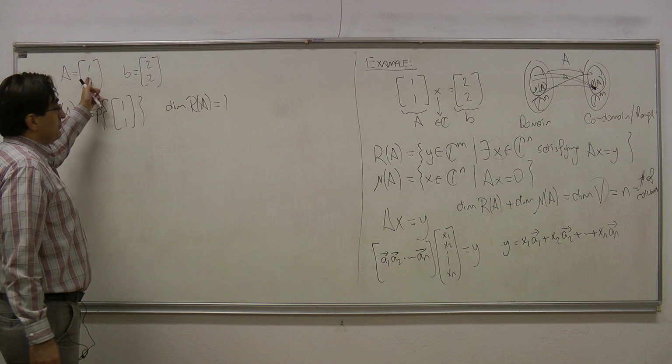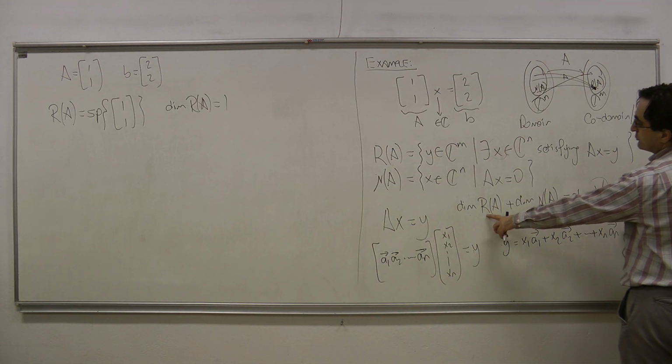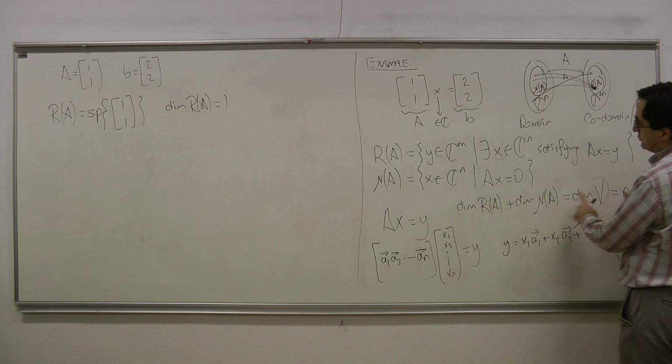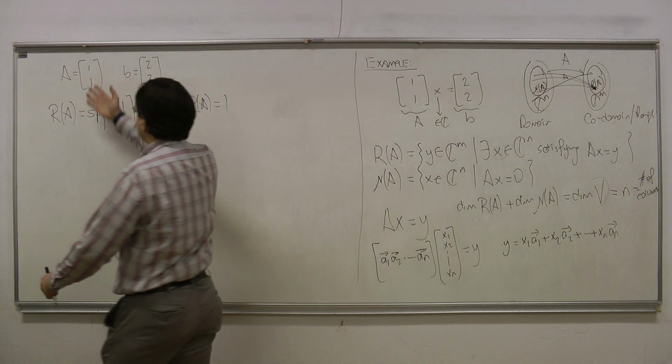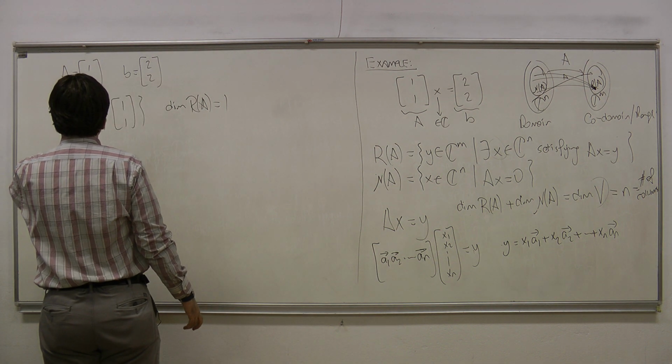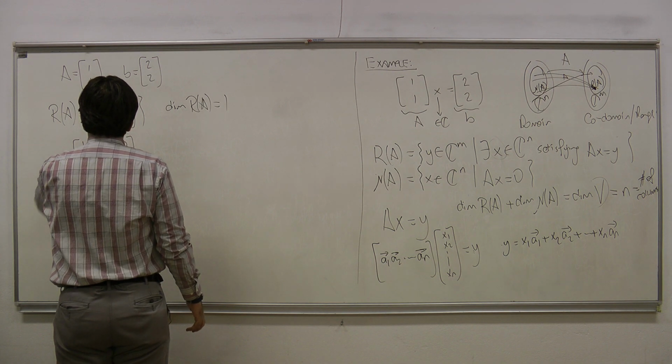In this case, the number of columns is 1. Dimension of the range space is 1. Dimension of the null space should be equal to 0. But we can see it directly from A itself as well. So which x would satisfy this equation?